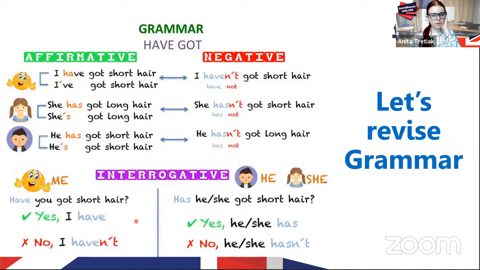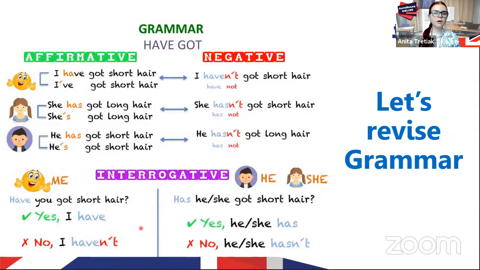You can use this information to help you to say yes or no. Yes, I have. No, I haven't. That's how you can answer. Don't be shy. Send your answers in the chat. Have you got short hair? All right then. The next question.